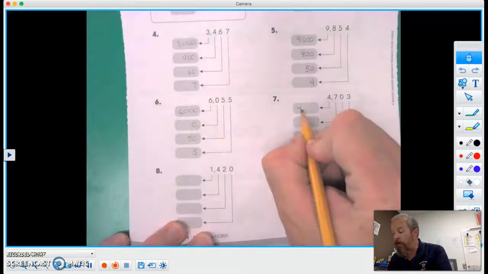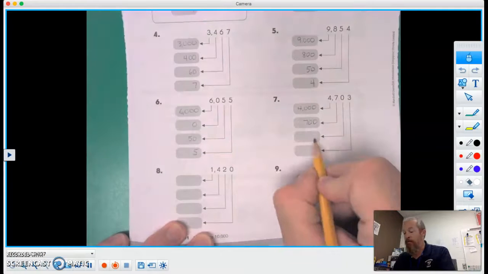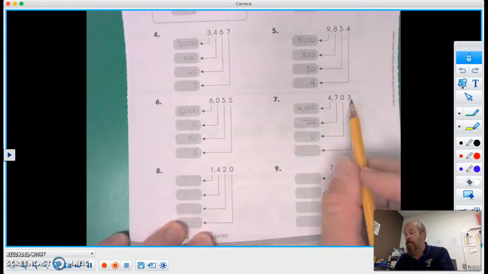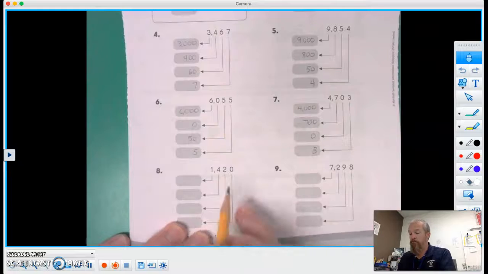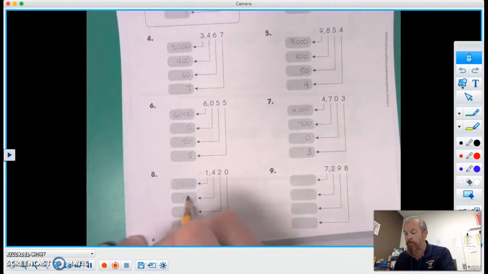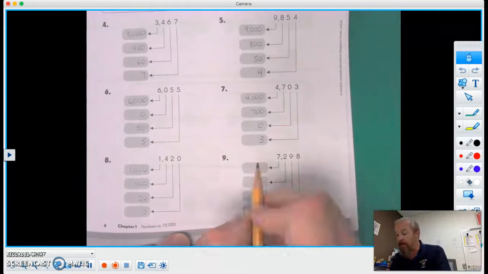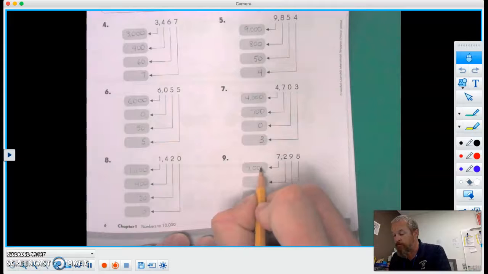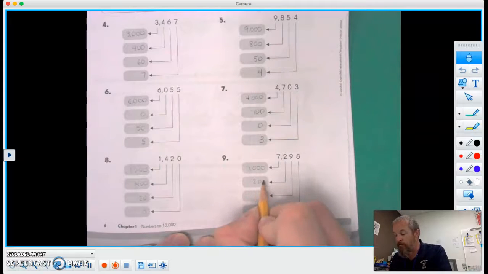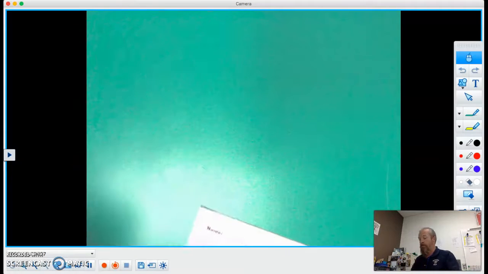We have our 4 in the thousands. We have 700. We don't have any tens, so 0 in the tens. And then we have a 3 in our ones. We have 1,400. 2 for tens, for 20, and 0 ones. And our last one is 7 in our thousands. We have 290 and 8. All right, nice job with that.